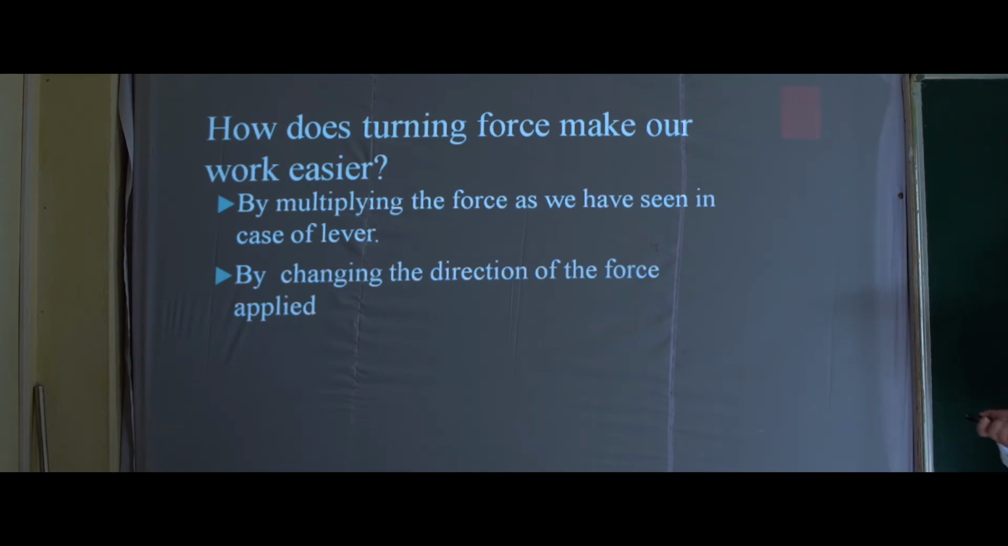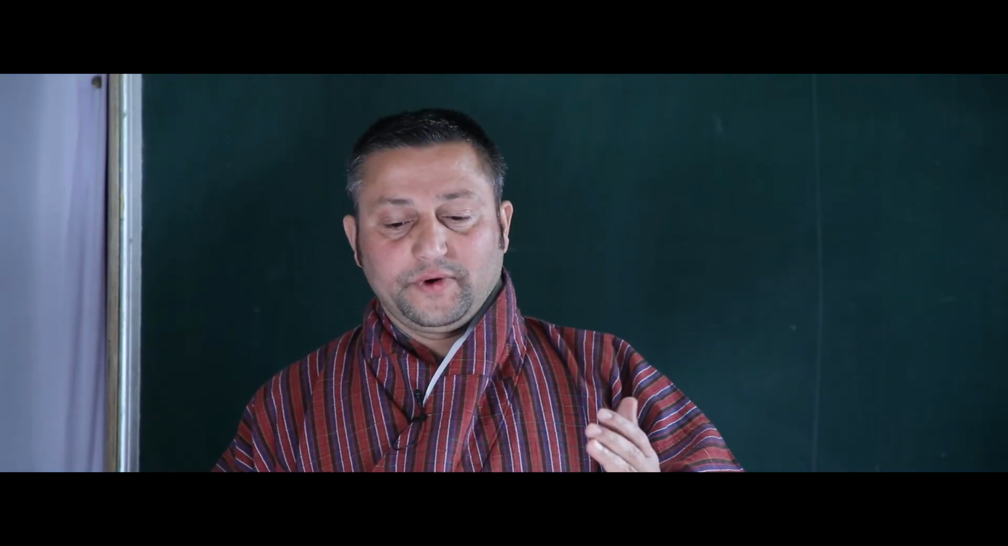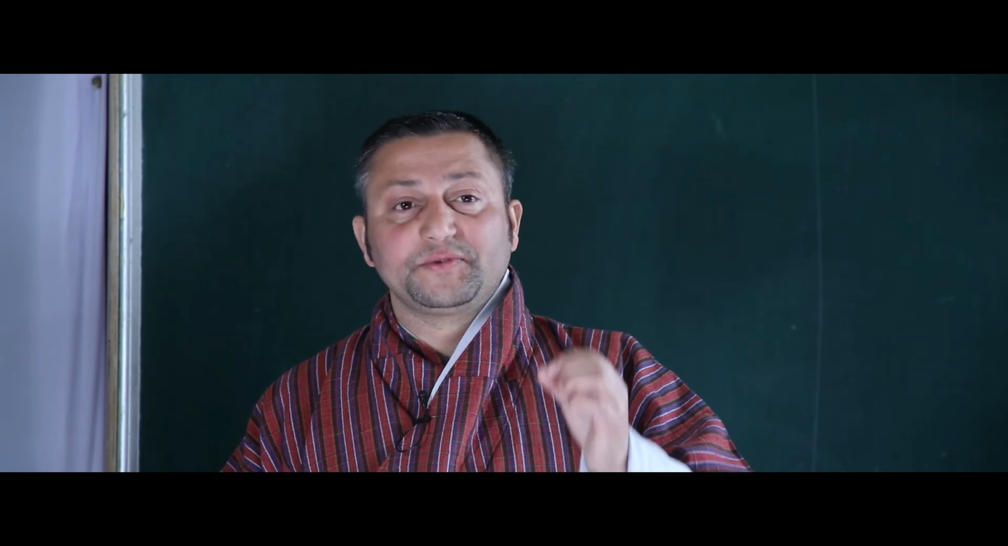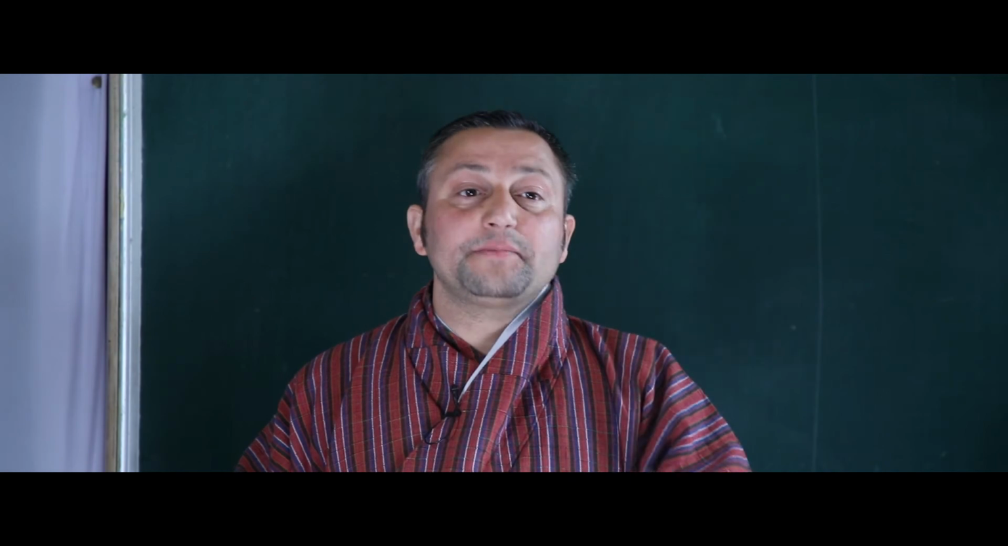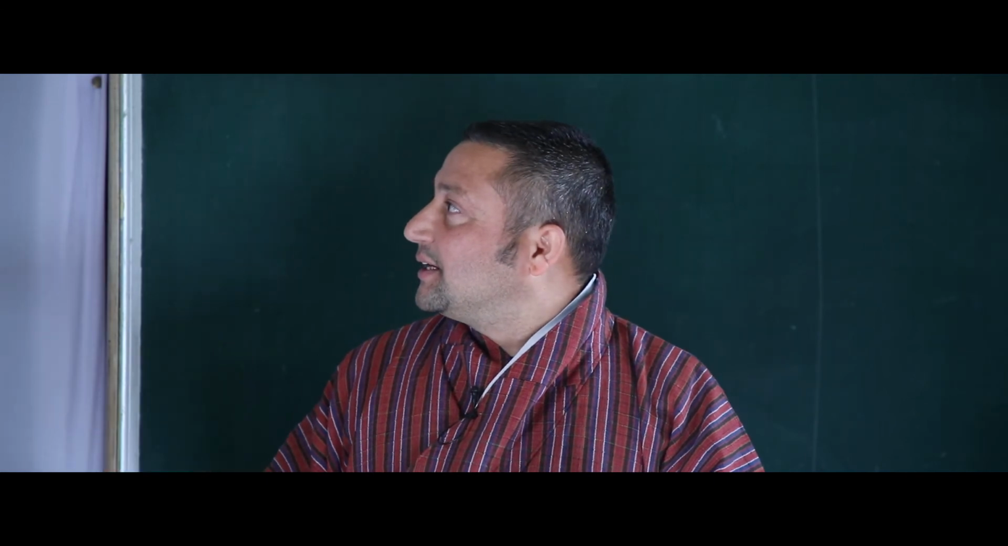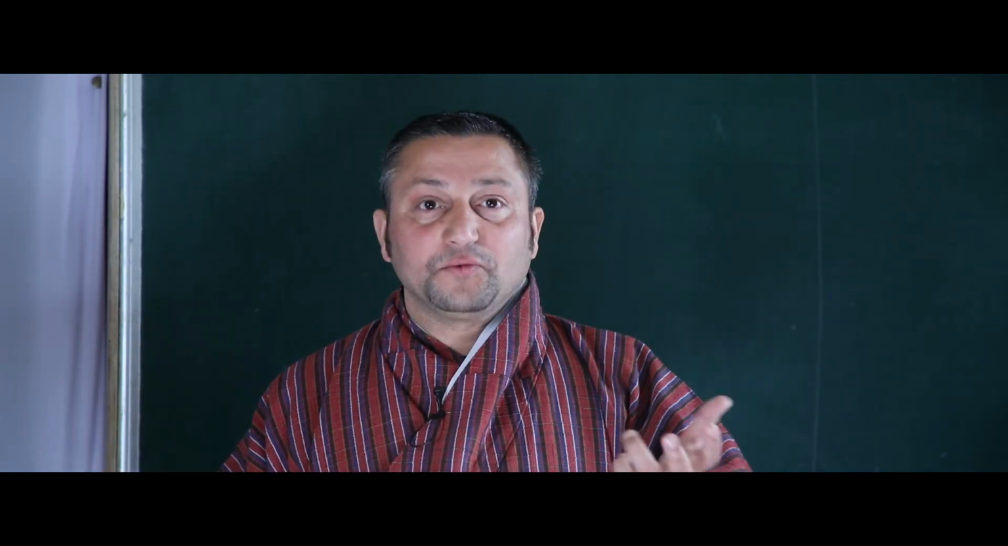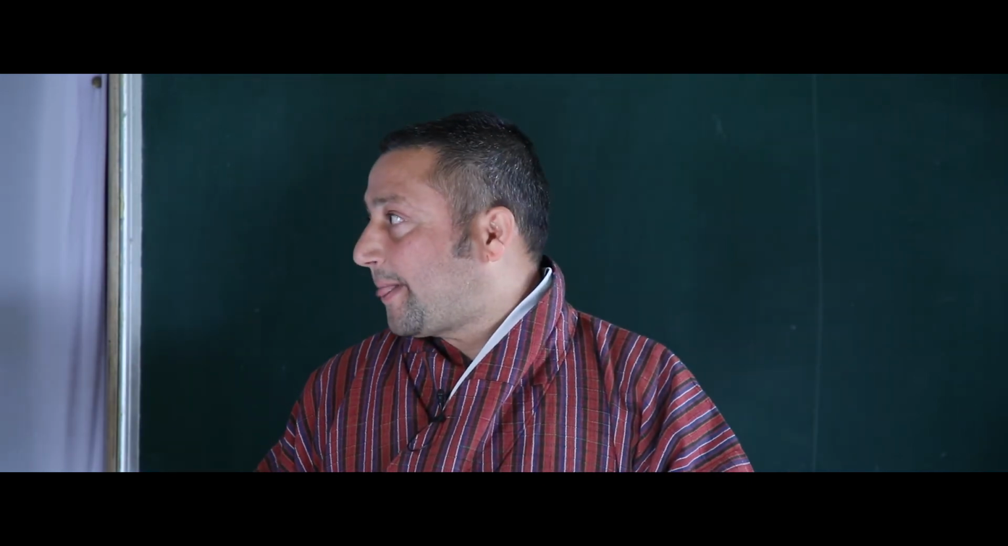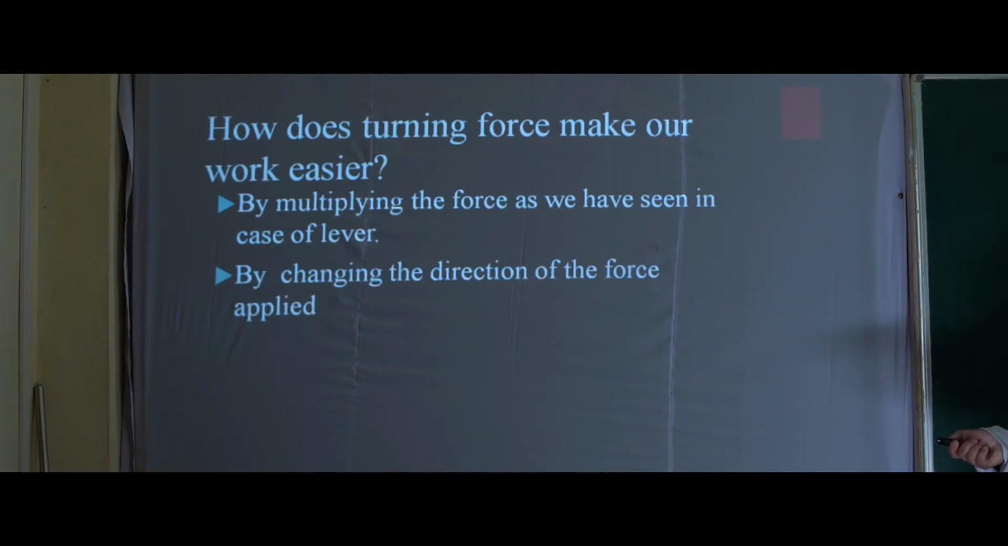By multiplying the force, as you have seen in the case of the lever. We calculated one, when 250 Newton is applied, it was making it 1000 Newton, which means it was multiplying the force. So this is the reason why we use turning force, and turning forces make our work easier in different simple machines. And secondly, by changing the direction of the force applied.